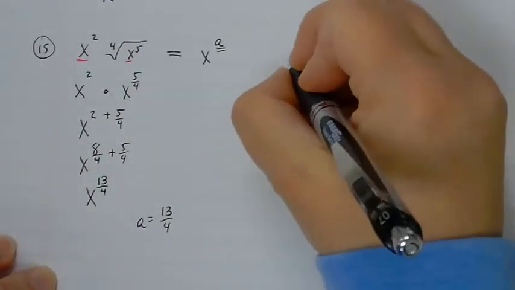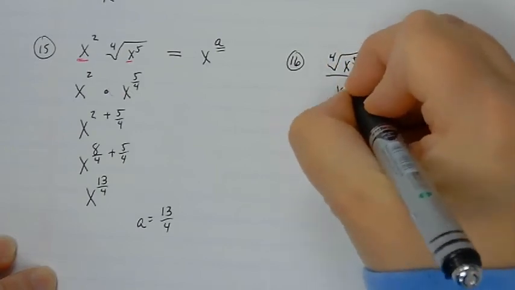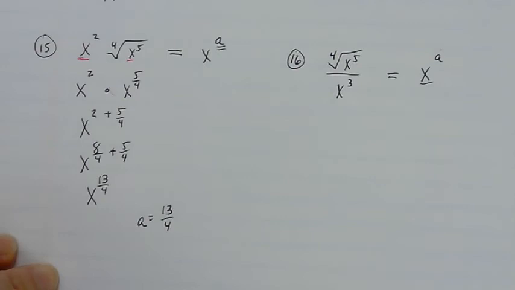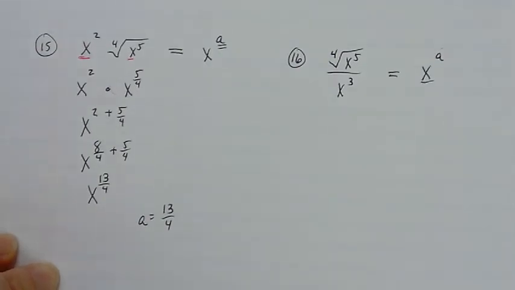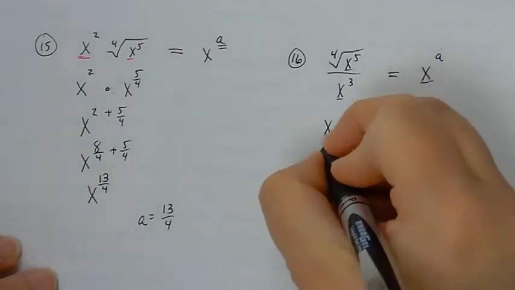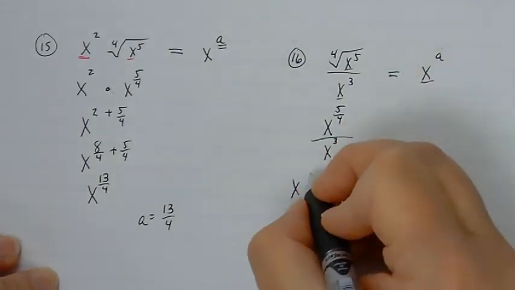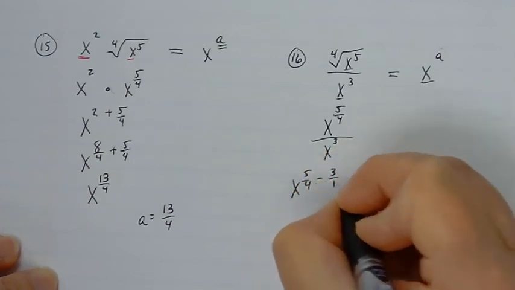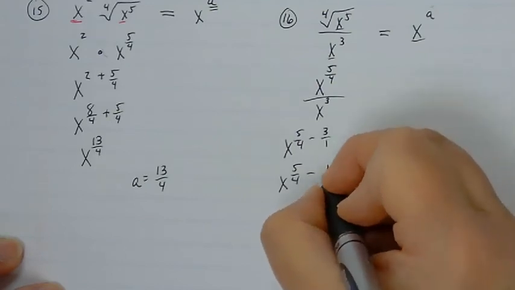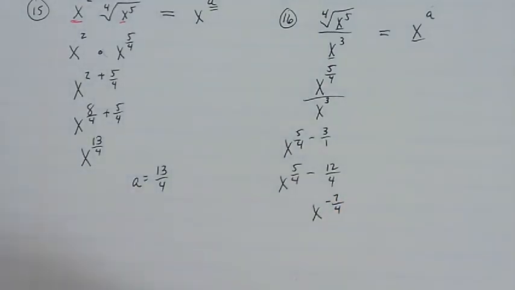Okay, here's example 16. The 4th root of x to the 5th over x to the 3rd. And the way this is worded in Delta Math is they ask you to say, okay, this would be x to what power? So we're trying to simplify this down to just x to some power. So I'm thankful that both of these have a base x. They don't, however, both have the 4th root, so I'm going to have to turn this one into a fraction. And now that they have the same base, I can subtract the exponents. And then I'm going to give them the same denominator. So the answer would be x to the negative 7/4. So in this particular case, a would be negative 7/4.